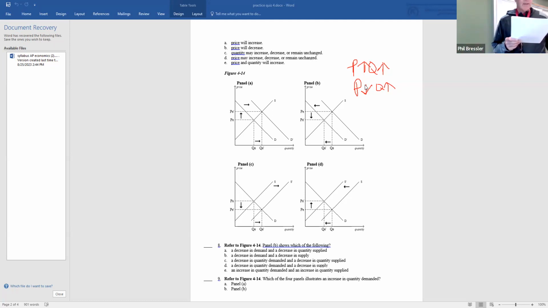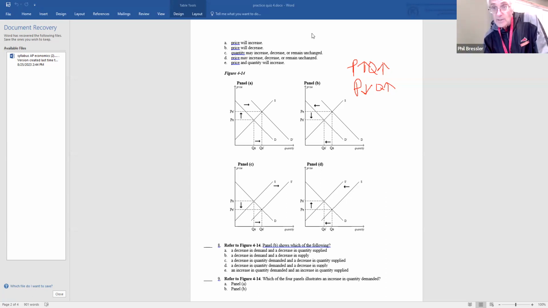All right. Now, figure 14. Now they're going to ask you, these four graphs are going to be on your quiz. And they're going to ask you questions about them. So right now, I would look at each graph and just know what it represents. So panel A is an increase in demand. How do I know that? The whole demand line shifts.